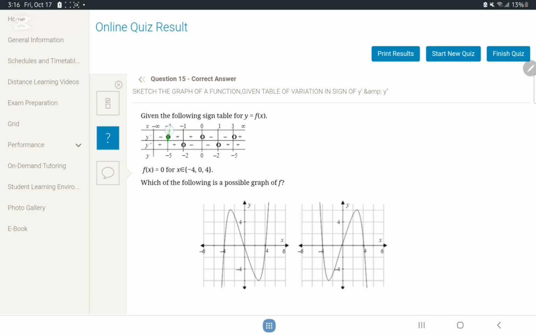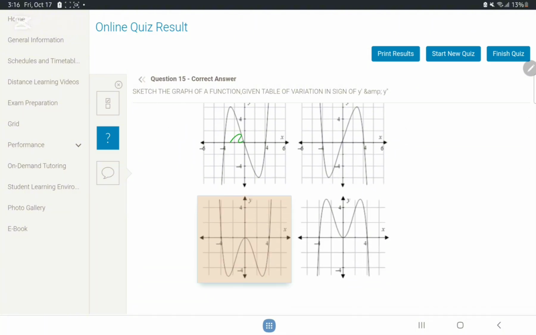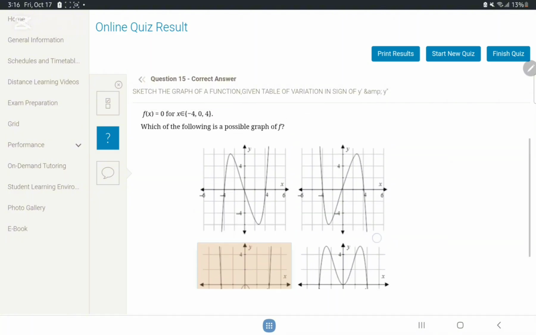Let's look at -3. When it's -3, there will be a decrease and an increase, so it's a local minimum at -3. So let's look at the graphs. At -3 right here, it's a local maximum, not a minimum, so we eliminate this one. At -3 here, it's a local minimum, which we're searching for, so it's correct so far. And -3 here is a maximum, so we eliminate it. So we have 2 so far that are correct.